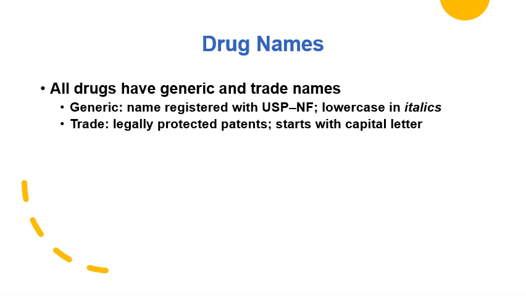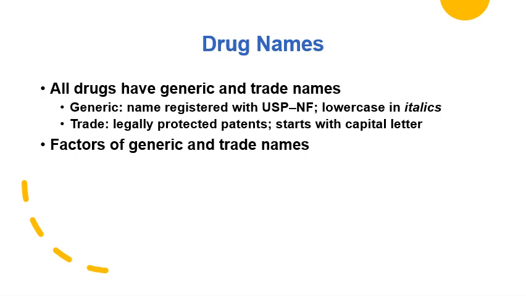Over here we have then the trade name. These are the drugs that have legally protected patents, and it's going to start with a capital letter. So the trade name is a proprietary, legally protected name. In other words, take aspirin, for instance. Aspirin is a generic drug. There are brand names for it. For instance, Bufferin is a trade name for aspirin. So you basically have what we'd consider the brand names and the generics.